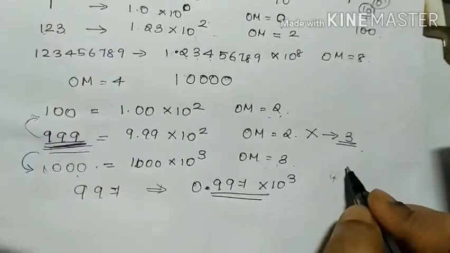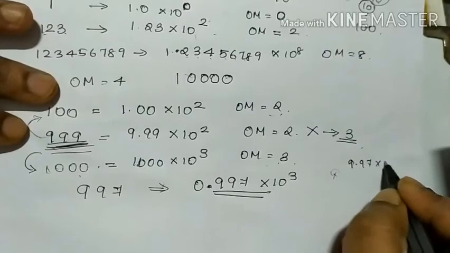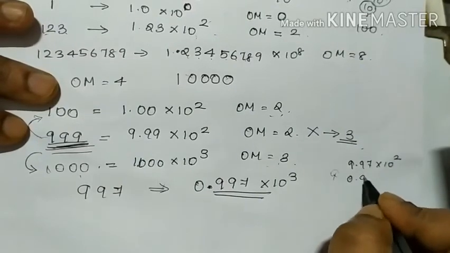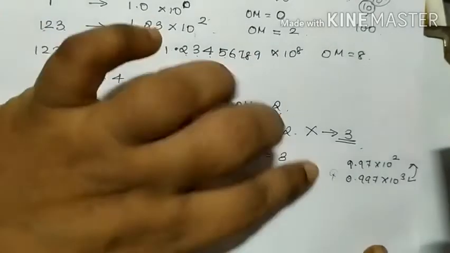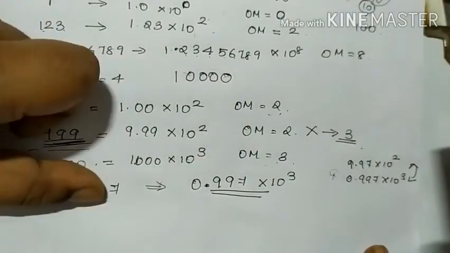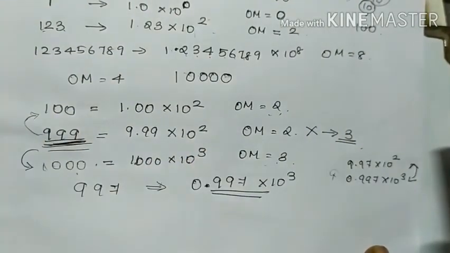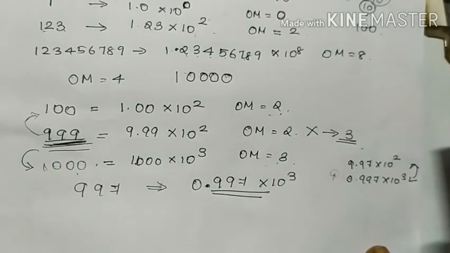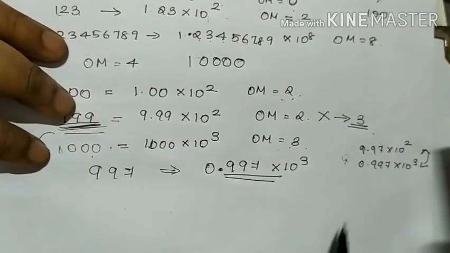Mathematically, I'm not talking about scientifically, mathematically, 9.97 into 10 to the power 2 and 0.997 into 10 to the power 3, both of them are the same value. Mathematically, these two values are the same. But in scientific notation, there is a rule to look at the closest number, and the number will have the same order of magnitude as that of the closest number. Clear? Now why are we taking this 10 to the power base, or 10 base values, when I can use 0, 10, 20 like this?